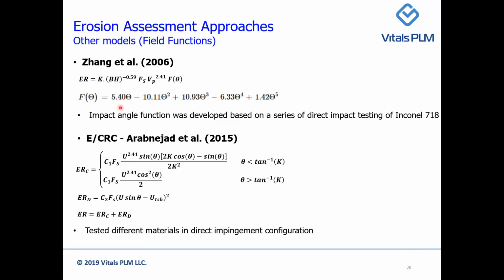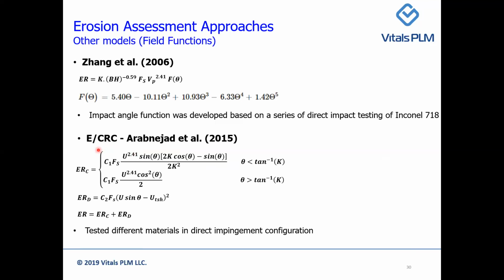In this model, impact angle function is developed based on a series of direct impact testing of Inconel 718. And the most recent semi-mechanistic erosion prediction model is Arabnejad's model, which is developed at the Erosion Corrosion Research Center at the University of Tulsa. He tested different materials in direct impingement configuration. Particle velocities were measured with particle image velocimetry or PIV.